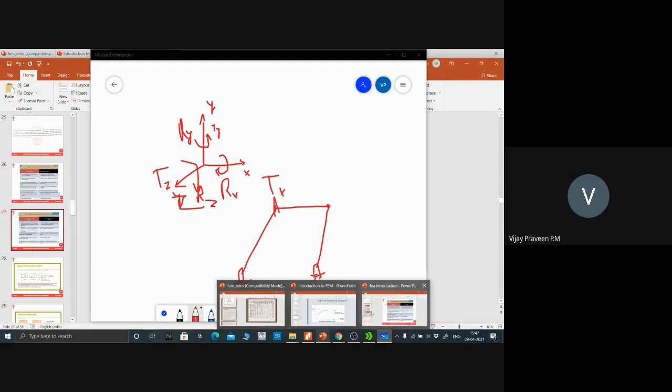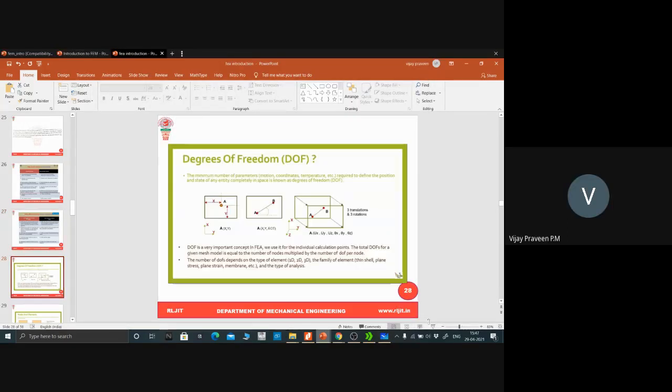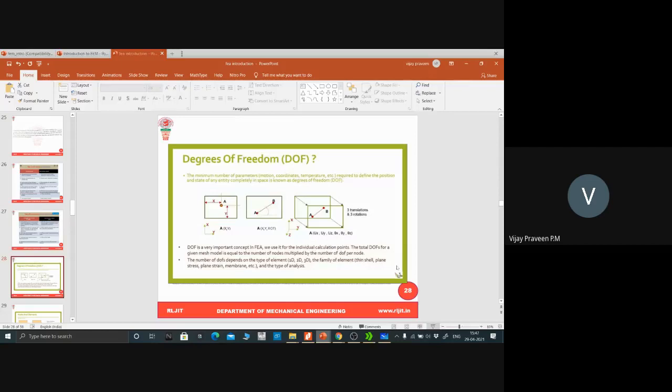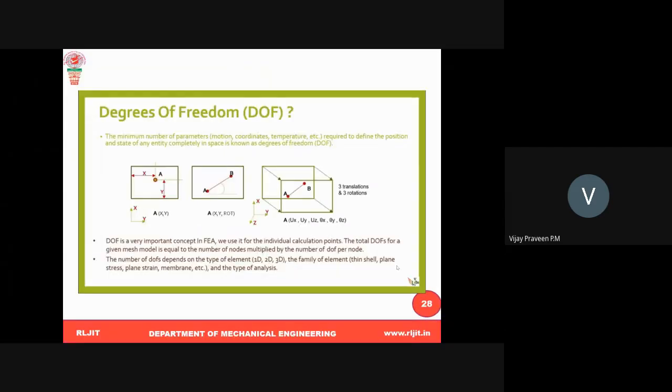Now here we're talking about FEM, where you convert an infinite number of degrees of freedom to a finite number of degrees of freedom by the discretization process. That means dividing into elements. The minimum number of parameters required to define the position or state of any entity completely in a space is known as degree of freedom.